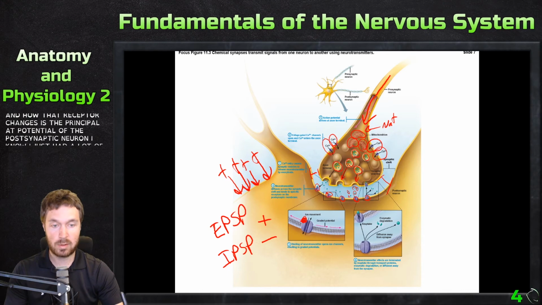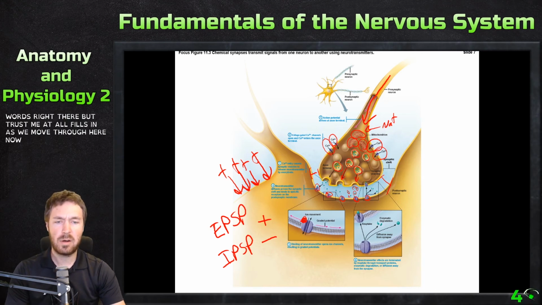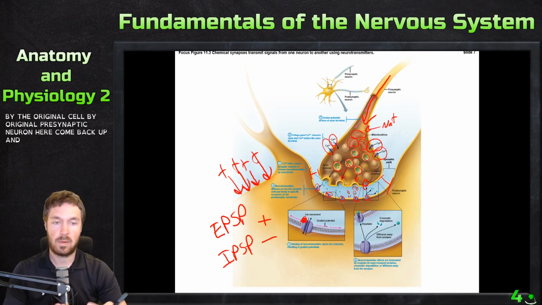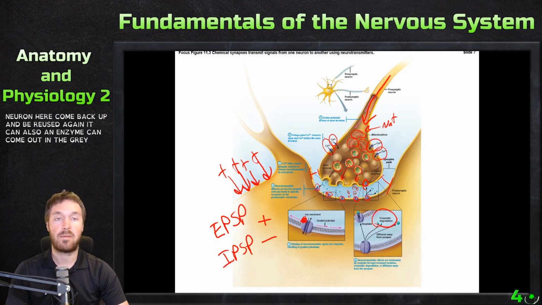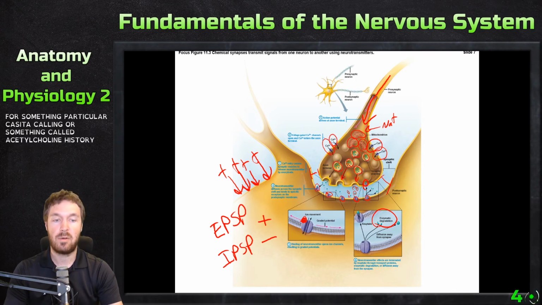I know I just said a lot of words right there, but trust me, it all fills in as we move through here. Now, if that neurotransmitter stayed out there, you would continuously get this effect. So that neurotransmitter has three different ways it can be removed. One, it can be reuptaken by the original presynaptic neuron, come back up and be reused again. It can also be degraded by an enzyme, for something like acetylcholine, acetylcholinesterase comes out and breaks it up.